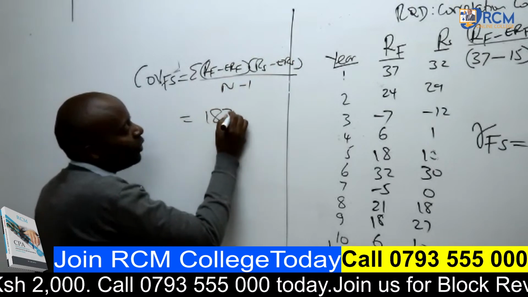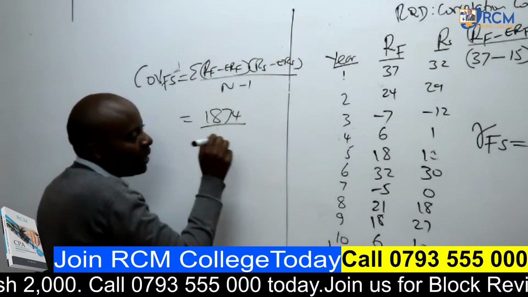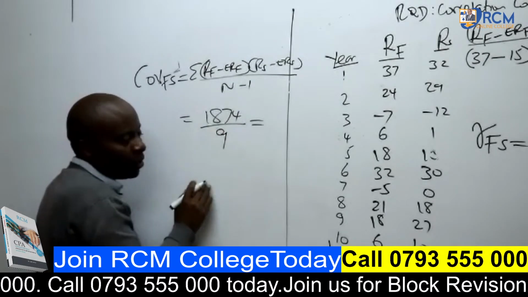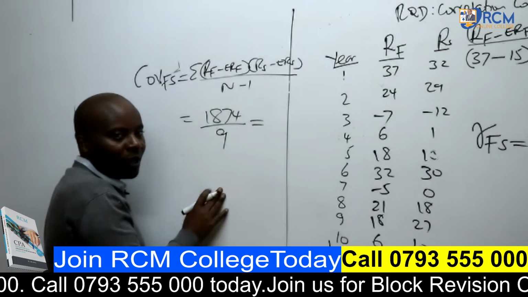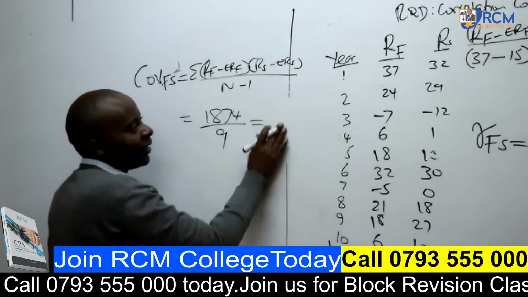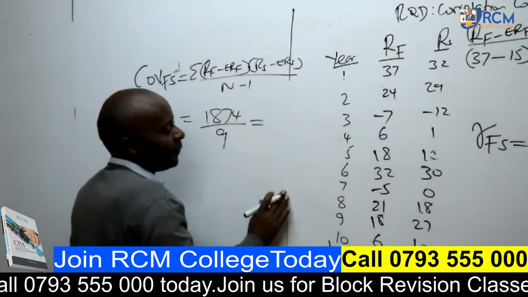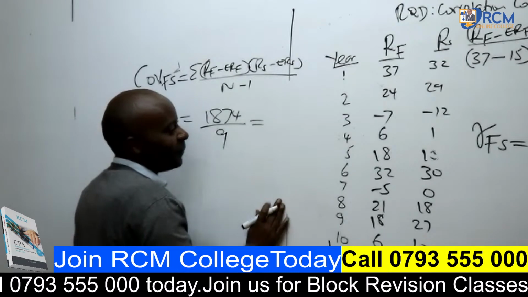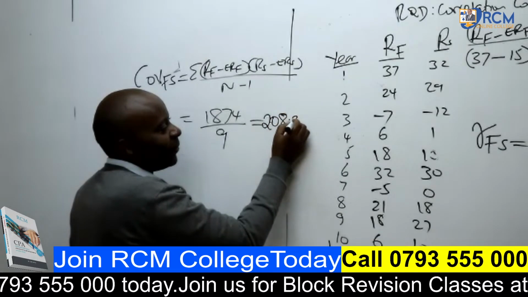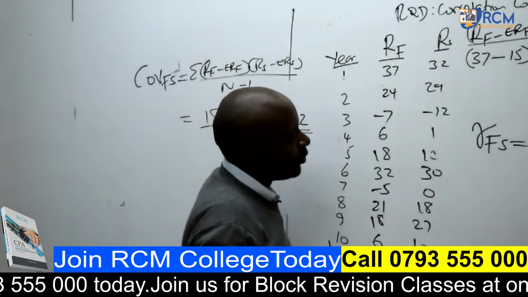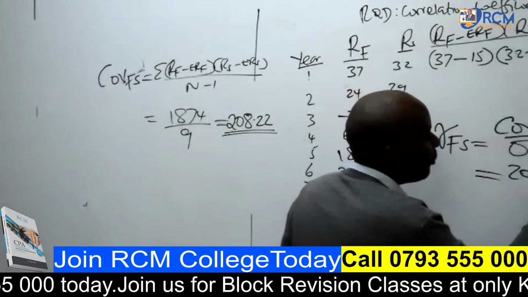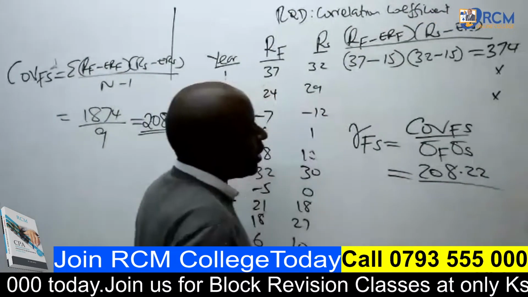So they're giving me a figure of 1874 divided by N, which is 10. 10 minus 1 will be 9. So could you kindly give me this figure? 1874 divided by 9 equals what? 208.22. So come back here. The covariance is 208.22 divided by the respective standard deviations.